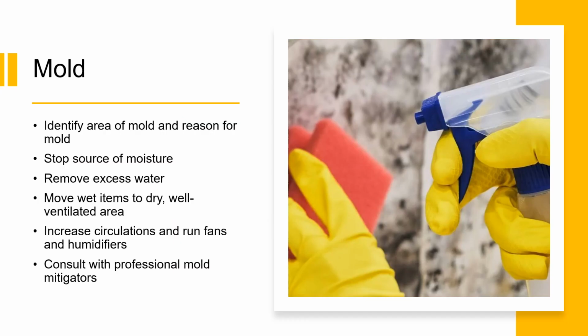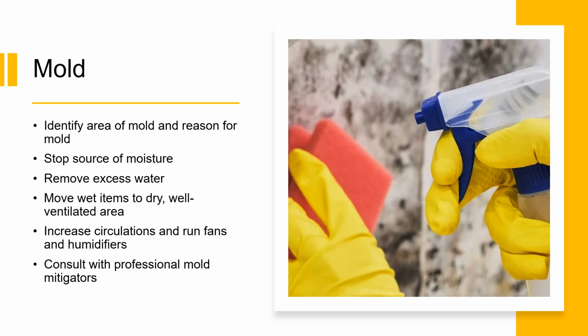To control for mold, there are a lot of steps that you need to take to get rid of the mold and stop it from spreading in your house. So first, you need to identify the area of mold, figure out where the mold is, as well as the reason for the mold. Where is the source of moisture coming from? Once you've identified these things, you then need to stop the source of moisture, remove excess water, move wet items to a dry, well-ventilated area, and then also cut out walls or flooring that can't be moved.